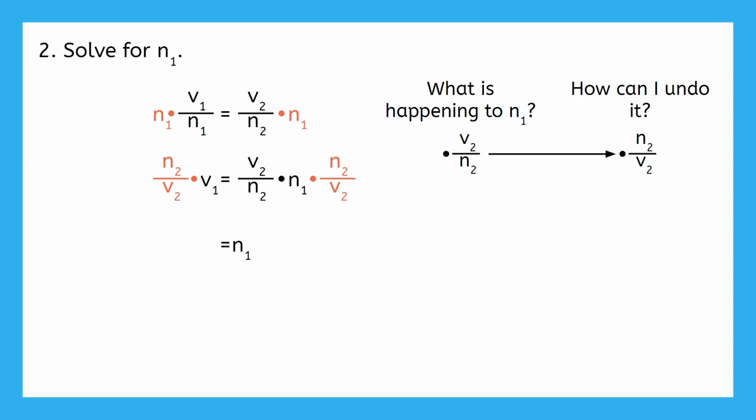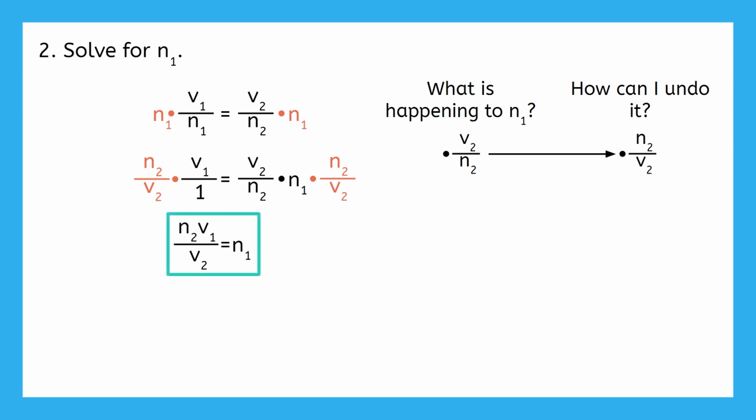we can rewrite this multiplication a little simpler. We can put v1 over 1 to see that when we multiply these fractions, we get n2 v1 on top and just v2 on the bottom. And now, n1 is isolated, so this is our final answer.